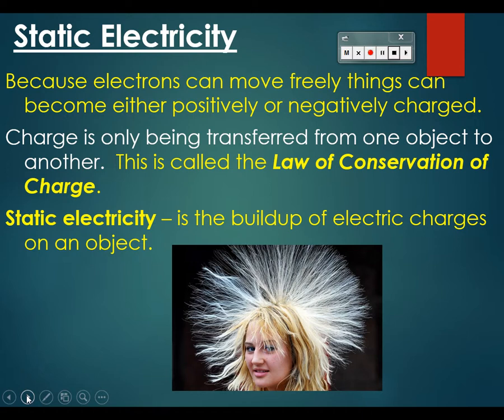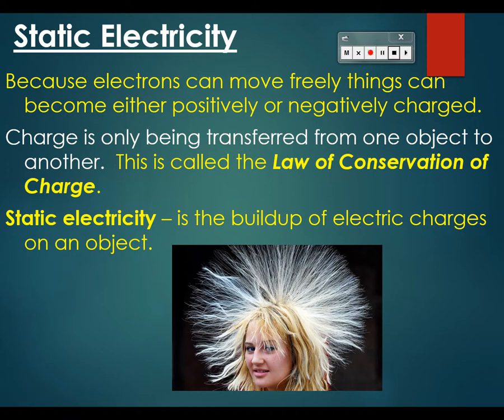Okay, static electricity. You've all shocked somebody at some point in time. Static electricity is the buildup of electric charges on an object. You end up getting static electricity because of the formation of the atom. The electrons are in that electron cloud, and they have the ability to move all over the place. So that's what this first one means. Because electrons can move freely, things can be either positively or negatively charged. Charge is only being transferred from one object to another.